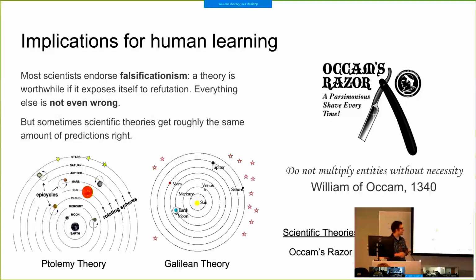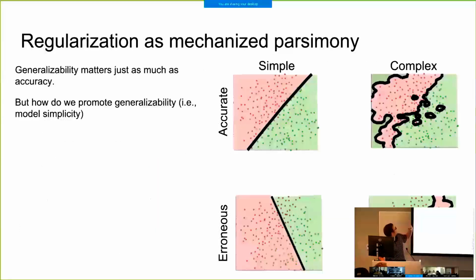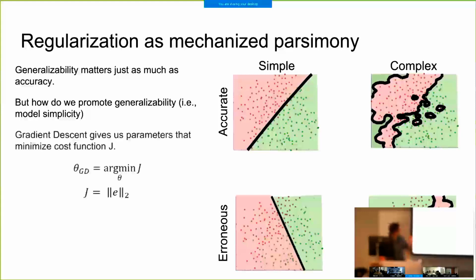Okay, so this is just one application. We're going to move back to machine learning after this. I've talked about how generalizability matters as much as accuracy, but how in practice do we promote generalizability? This is the concept of regularization. You'll only be able to fully understand this in course 2. But gradient descent tries to minimize error. It takes a cost function J and finds the parameters that minimize this error function.